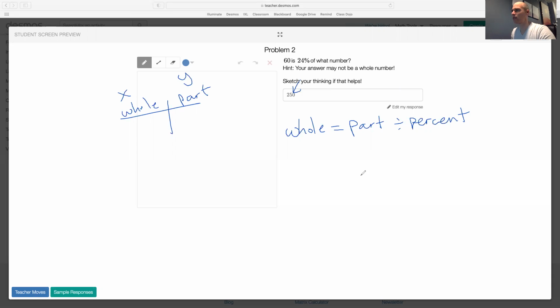And so in this case, 60 is the part. So 60 can go here and here. And then the percent is 24%, but we're going to convert that to a decimal, 0.24, before we use it. If you were working in a proportional relationship, like this table, you know that you need to divide by that percent, or that K, in order to get back to the whole value. So whichever of these two ways you like to think of it, you're going to wind up doing 60 divided by 0.24 to get your answer.